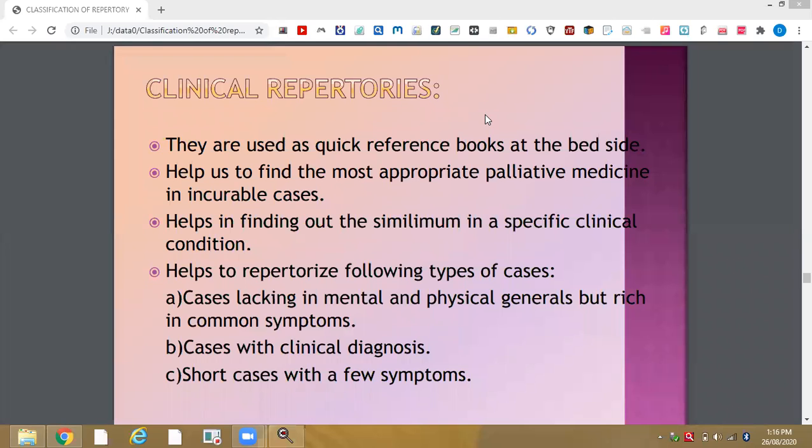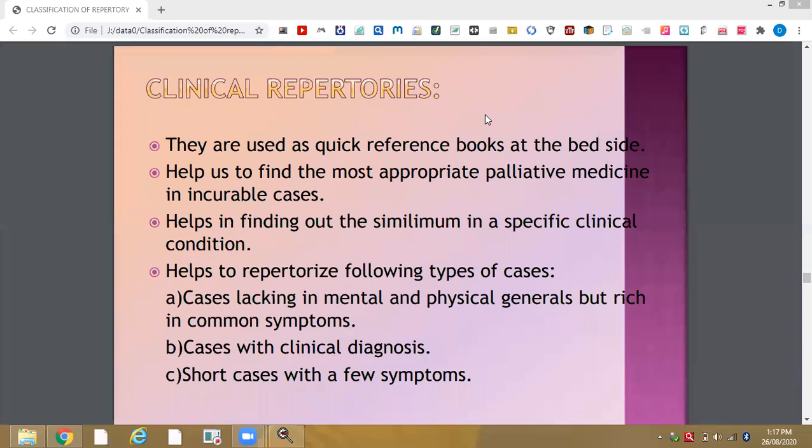So in a specific clinical condition, we are able to find the simillimum with the help of these repertories. Then it helps to repertorize the following types of cases. In which cases are these repertories helpful to repertorize? The cases lacking in mental and physical generals but rich in common symptoms.